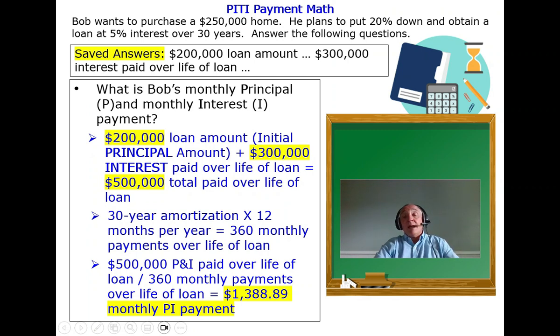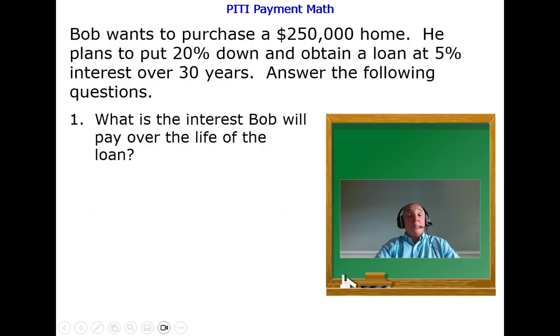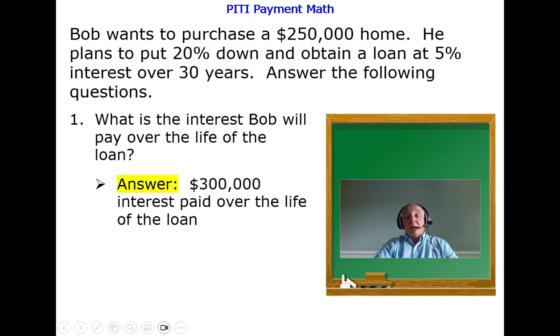So that's the P&I. Remember, the principal part of that payment is going to directly reduce the amount of the loan. That $200,000 is the loan, so that's going to take that off. So, what is the interest Bob will pay over the life of the loan? We talked about that. He's going to pay $300,000.